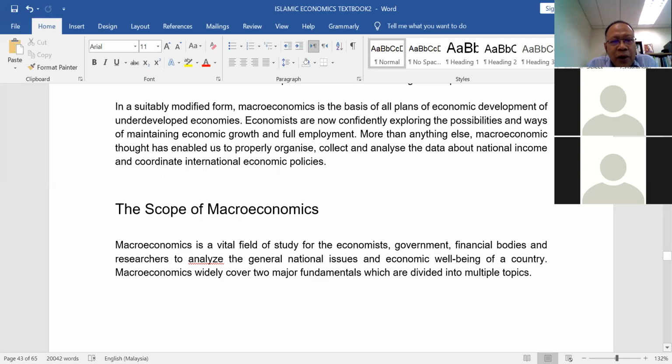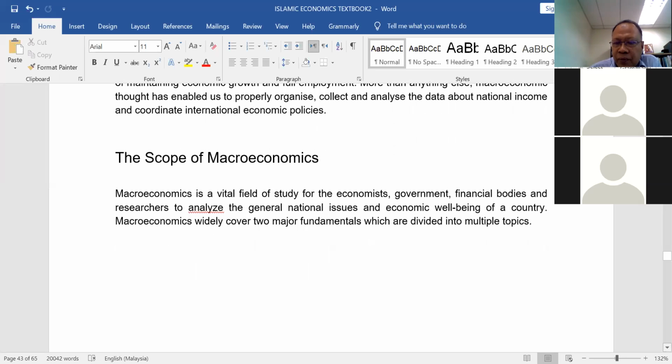Okay, the scope of macroeconomics. Macroeconomics is an important field of study for the economists, for the government, financial bodies, businesses, and researchers to analyze the general national issues, such as unemployment, such as the economic development, such as national output, the government budget, and others.